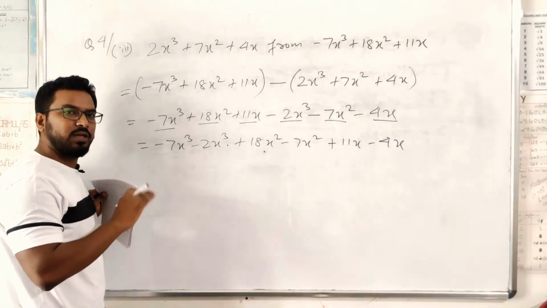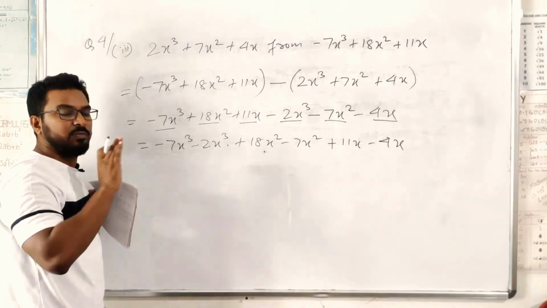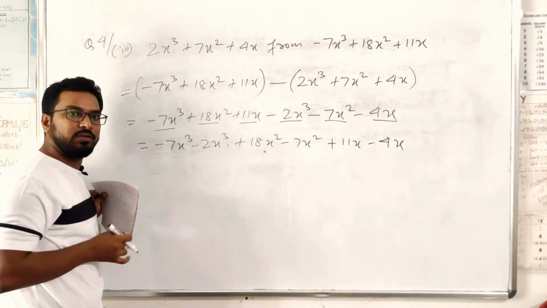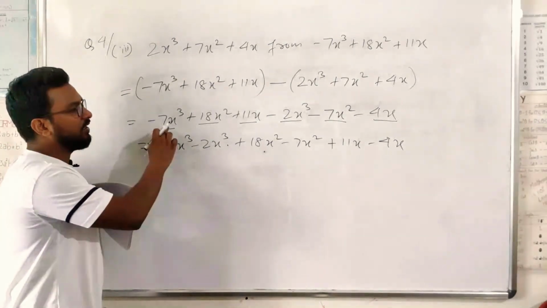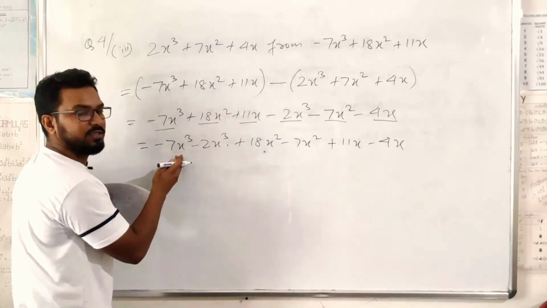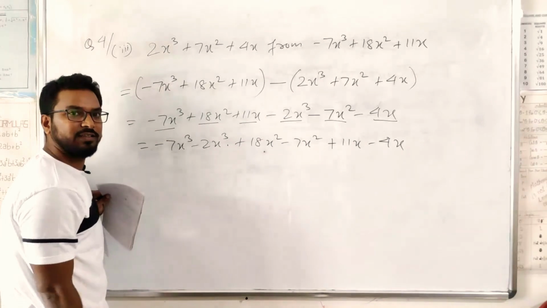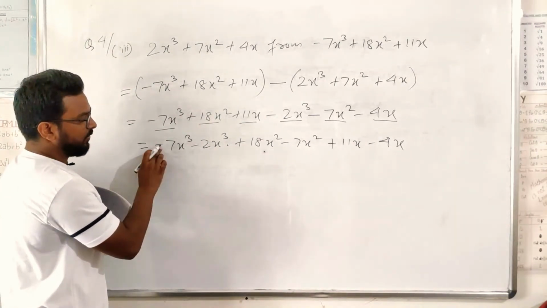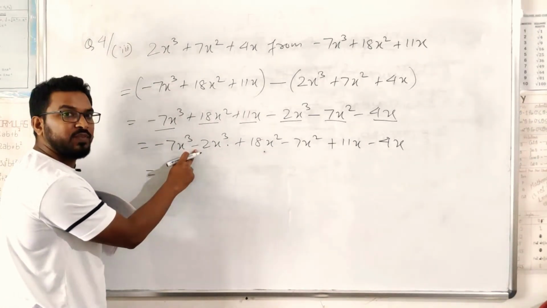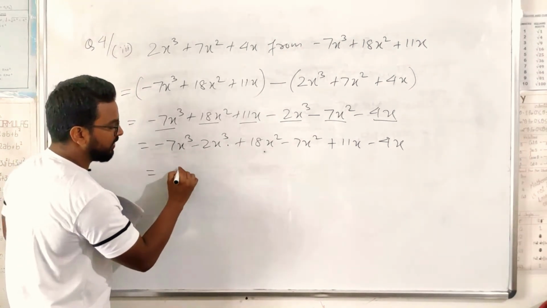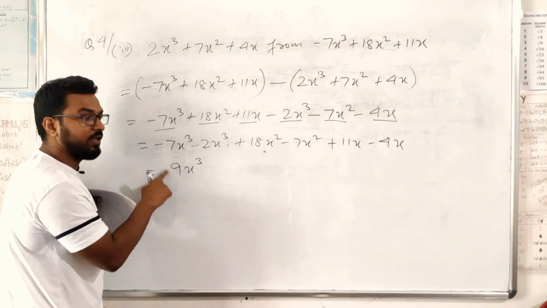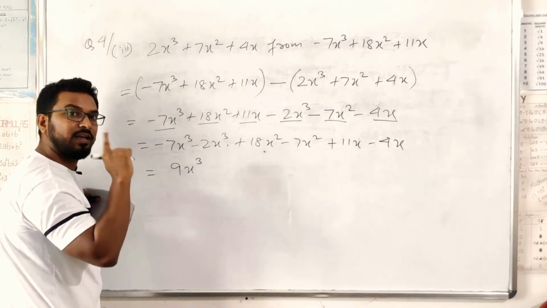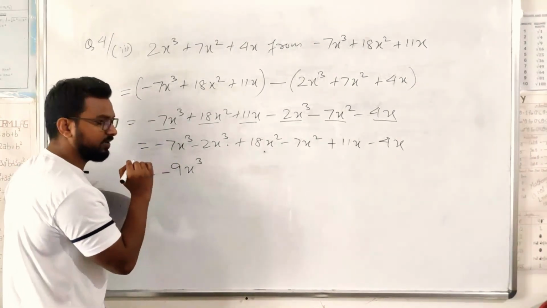Without bringing the like terms together also you can solve it. But for the beginning you try with this method. Later you will be expert and you can solve it directly. Minus minus will be plus, so you just add it. So 7 plus 2 is 9x cube. What will be the sign? What I told, minus minus will be plus, but the minus sign will remain.